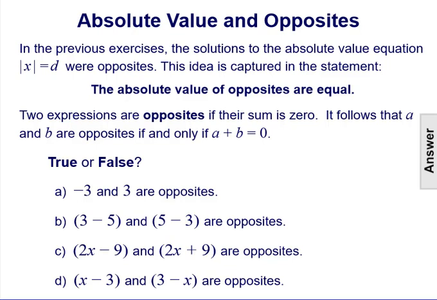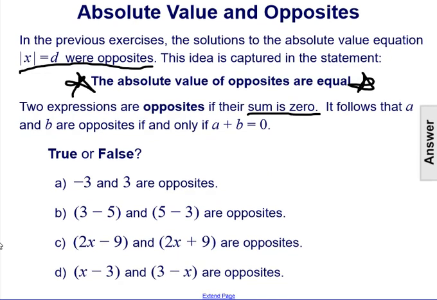In previous exercises, the solutions to the absolute value equation, absolute value of x equals d, were opposites. The idea is captured in the statement that the absolute value of opposites are equal. That's what we saw before. So two expressions are opposites if their sum is 0. That's a more exact definition. So it follows that A and B are opposites if and only if A plus B equals 0. And this kind of sets up criteria for opposites. We can just add and find the sum of whatever we're comparing.